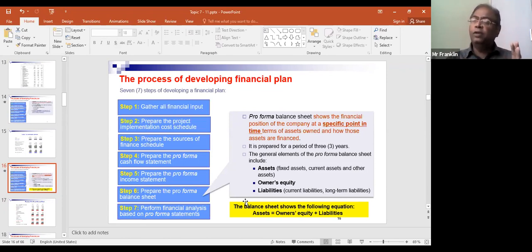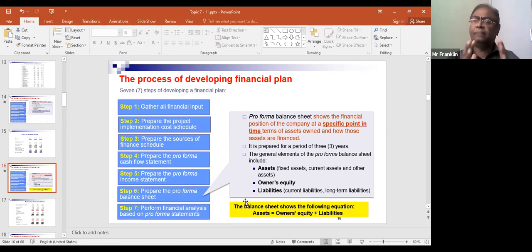Because next month maybe your liability is less, because you already paid the loan, the installment is paid already. So the loan is less. So your balance sheet will change from day to day. So when you do a balance sheet, it must be of a particular date or particular time.